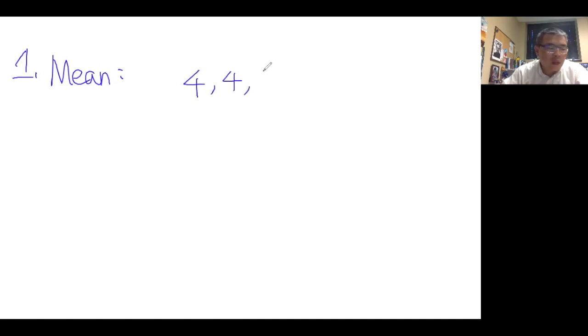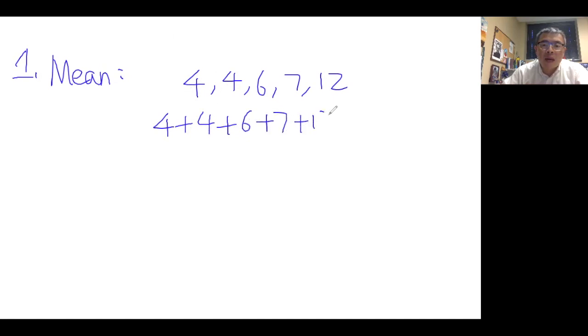Let's start from the mean. The first concept is called mean. It is basically a simple arithmetic average. The meaning is very simple. Let's say you have these 5 data points: 4, 4, 6, 7, and 12. The way to calculate the mean is simply adding those 5 numbers together and dividing by the number you have, which is 5 in this case. If you do this calculation, you get 6.6. That's simply the definition of mean.